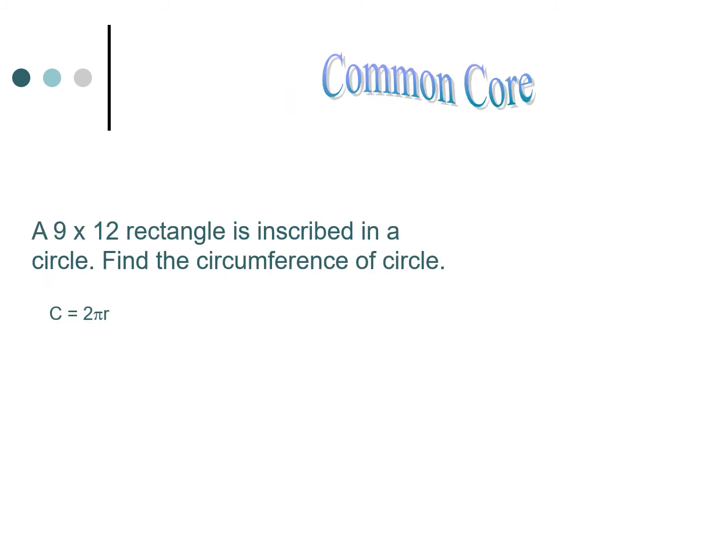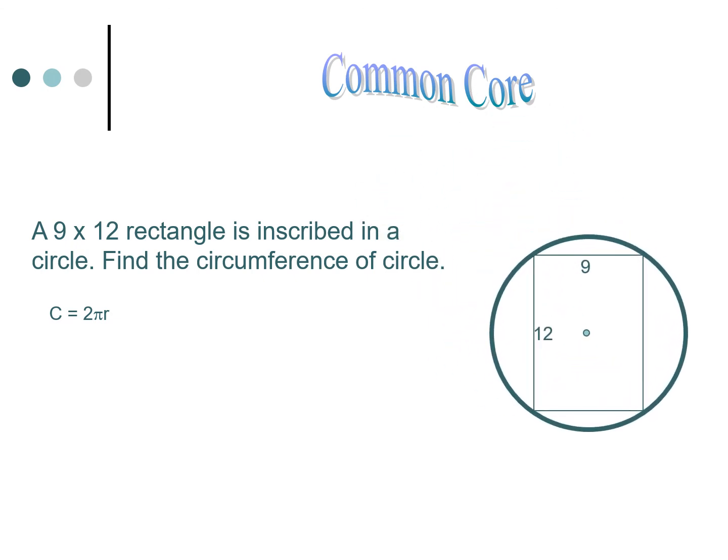All right, let's go ahead and do a Common Core problem. It says that a 9 by 12 rectangle is inscribed in a circle. Find the circumference of that circle. All right, the first thing we need to do is draw a picture. A rectangle inscribed in a circle. Here it is. It is 9 by 12.